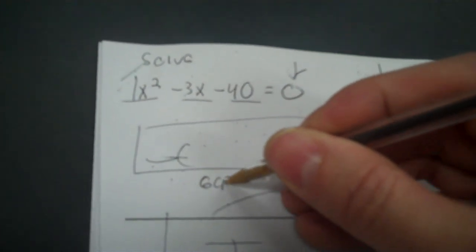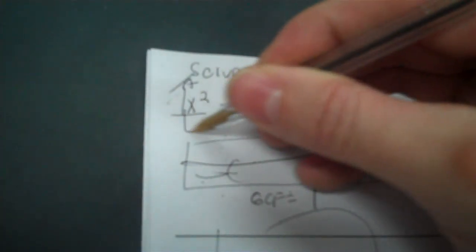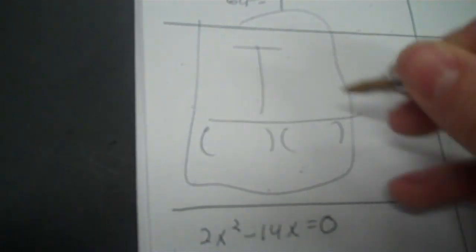GCF out of 1, 3, and 40 is 1. X on everything, nope. Negative, nope. ABC, now, before you make your table, your A is a 1. You only need two parentheses with x and x, because that was just an x squared, that's x times x when I do the opposite of the FOIL.